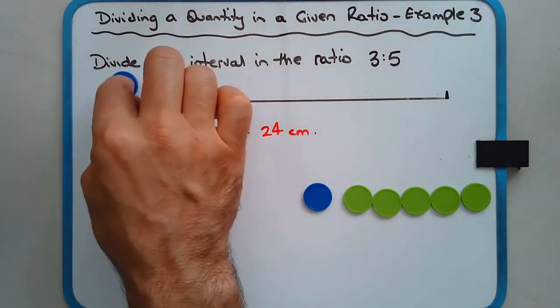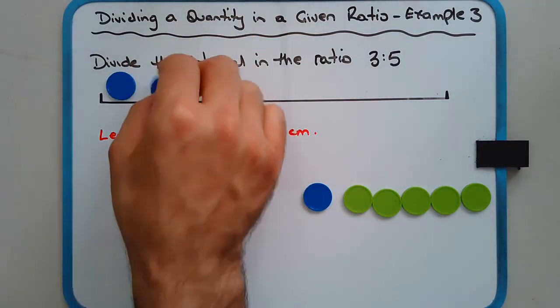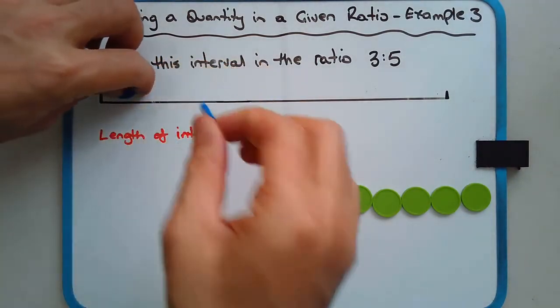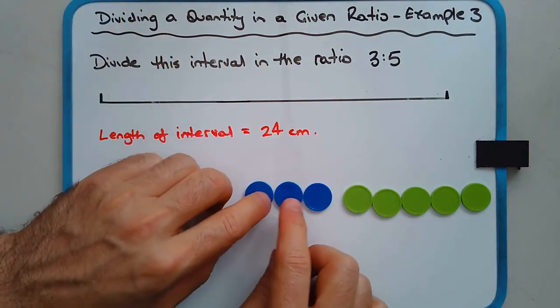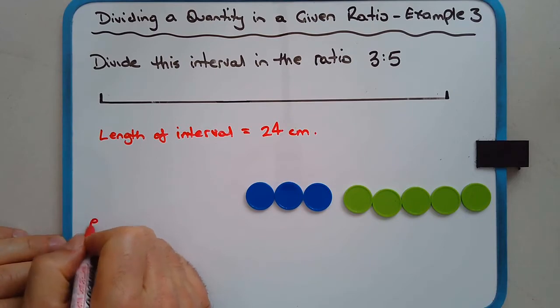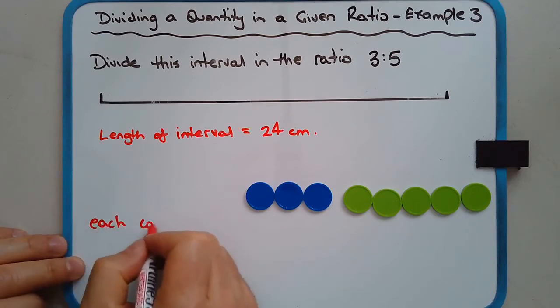If you want to think about it from this perspective, each counter contributes a certain amount of length, an equal amount of length each time. So let's work out the value, or the contribution, of each counter.